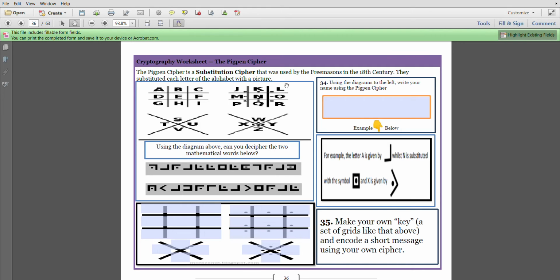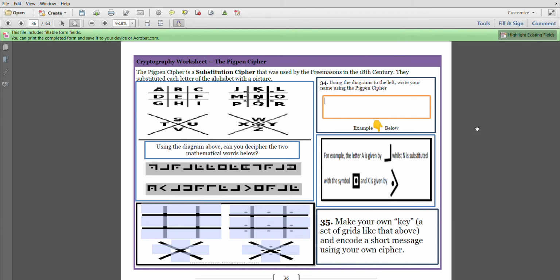For J, K, L, M, N, O, P, Q, and R, you would do the same thing with the symbol, but it would have a dot in it, okay? S, T, U, and V, you would see these sort of arrow-looking symbols, like the one right here, the one down here, or more appropriately right there. And then, once again, for W, X, Y, and Z, you have the dots. So you're going to use the diagrams to the left to write your name using the pig pen cipher.